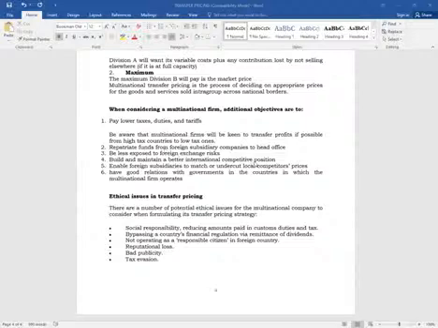If these foreign subsidiaries are in countries where we are perceived to be enemies, then we can easily repatriate that money back home using transfer pricing. Your syllabus wants us to discuss the ethical issues in transfer pricing. There are a number of potential ethical issues for a multinational company to consider when formulating its transfer pricing strategy. Number 1, social responsibility: reducing amounts paid in customs, duties, and tax. That is quite unethical.